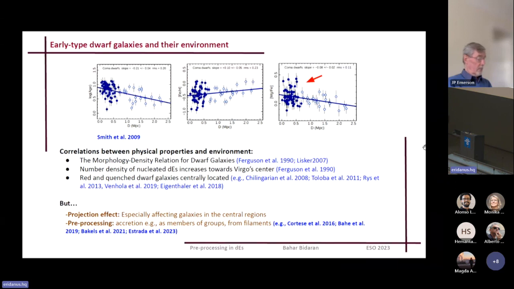So if you neglect the pre-processing, you are giving too much credit to the present-day clusters or groups in transforming galaxies' properties. And in this case, you cannot really interpret the galaxies that are completely quenched or have these early type morphologies and you can't find them in the outskirts of the clusters and groups. That's why pre-processing is important, and I think this is the time that we start to focus more on the pre-processing and its effect on the properties of galaxies.